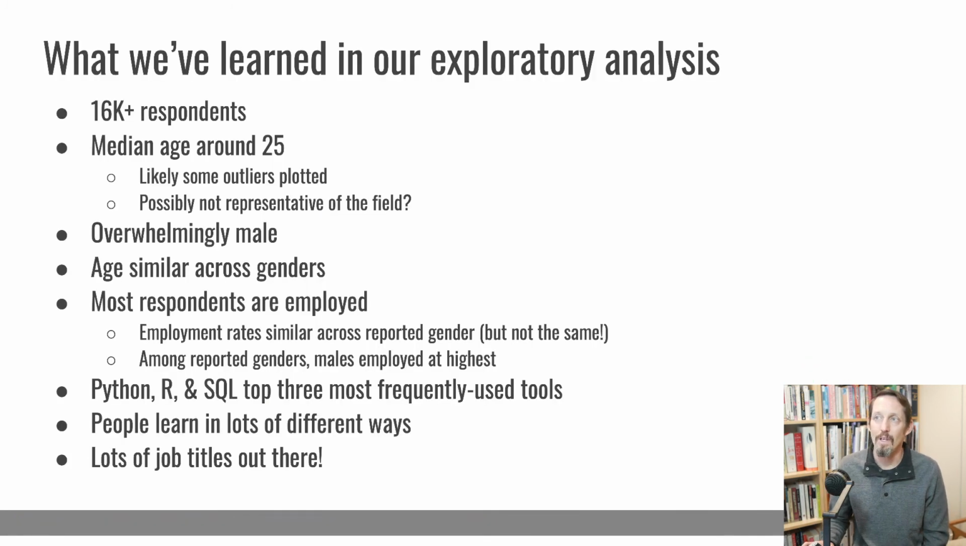All right. So what have we learned on our exploratory analysis? These are mostly young dudes. They are roughly age similar across the genders, but there maybe are some differences between gender and employment rates, and where they're employed. There's rich tools and poor tools. People learn in lots of different ways, and there's lots of job titles out there. So some of those things have been very clear. Some of them, like gender imbalances, have weak evidence because we know that we could just be seeing random crap in data. All right?